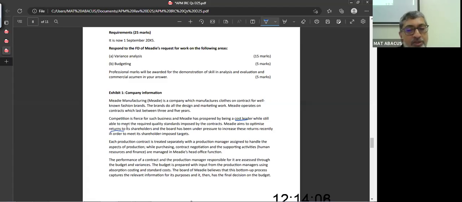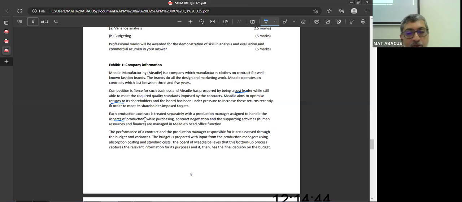Each production contract is treated separately with a production manager assigned to handle the aspects of production, while purchasing, contract negotiation, and the supporting activities, which means human resource and finance, are managed in MEDI's head office function. Yeah. So production manager, any aspect related to production they handle. Unfortunately, it means that purchasing of raw materials is not handled by the production manager. Contract negotiation is not, and supporting activities also are not. So there is a certain lack of control by the production manager on a number of aspects.